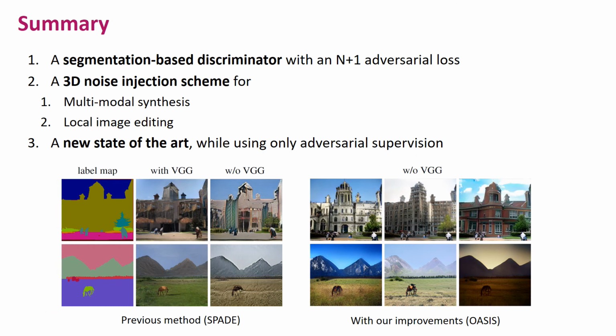In conclusion, we present OASIS, a new state-of-the-art method for semantic image synthesis that uses adversarial supervision alone. The key components are a novel discriminator that makes the perceptual loss superfluous, and a new 3D noise injection scheme that greatly increases the diversity of multimodal image generation, but also allows local editing of images.